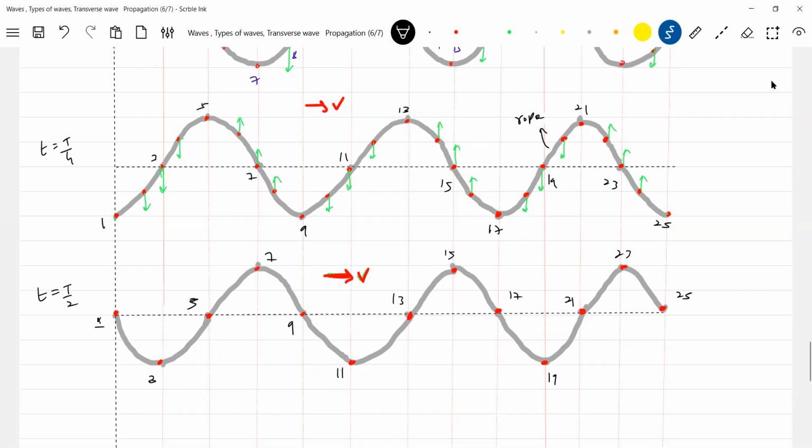Can anybody say about point 1, how it is moving? Wave speed is positive, slope is negative, so it should be moving up. This will be moving up. This will be moving up. And what about this one? This will be moving down. How do you say that? I have a mathematical equation. From there I'm saying it.